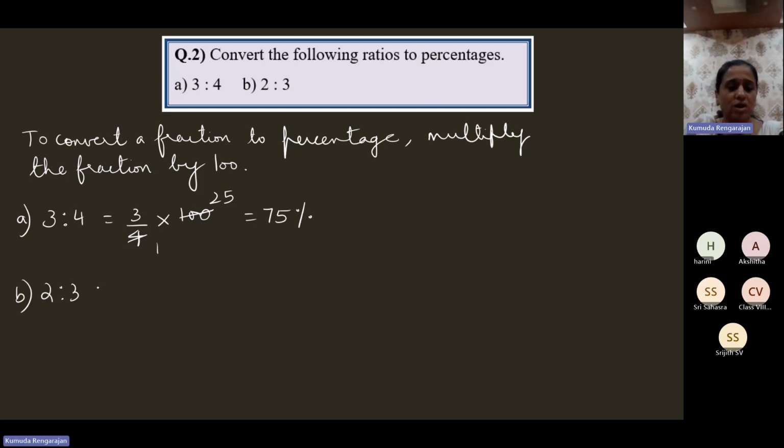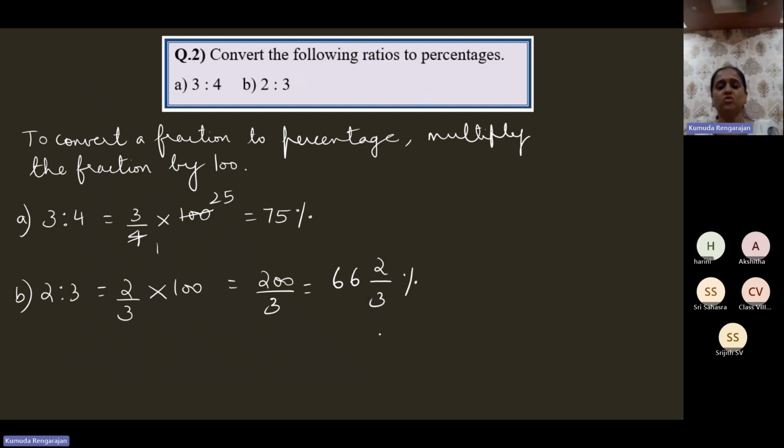Next one. 2:3 is a ratio, but you can also write it as a fraction, 2/3. To convert a fraction to a percentage, you need to multiply by 100. You cannot simplify, so it's 200/3. And as a mixed fraction, 3 6s are 18, 2 remains, so 66 2/3 percent. You can leave it as a decimal also, but I think this is good. You can just leave it as a mixed fraction. But both are right.